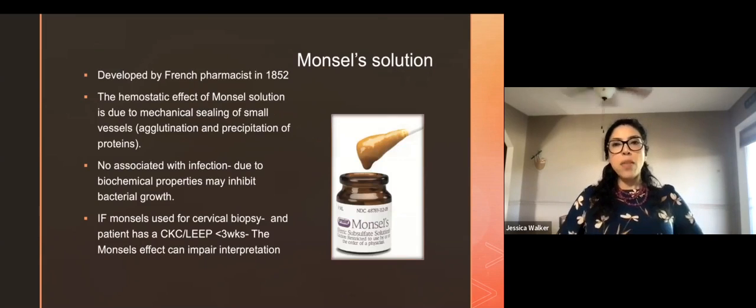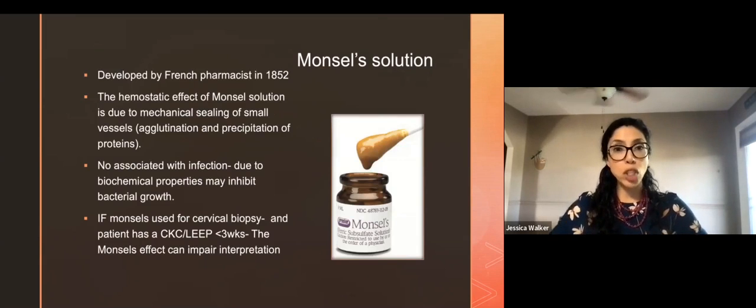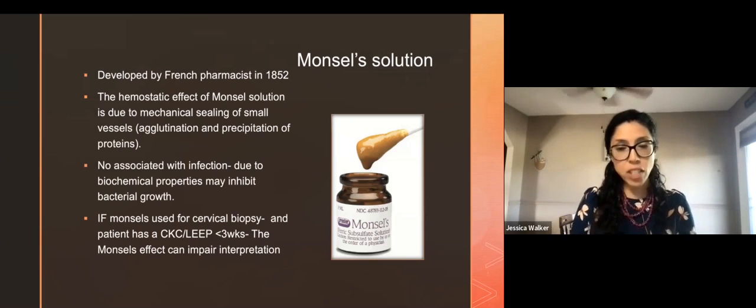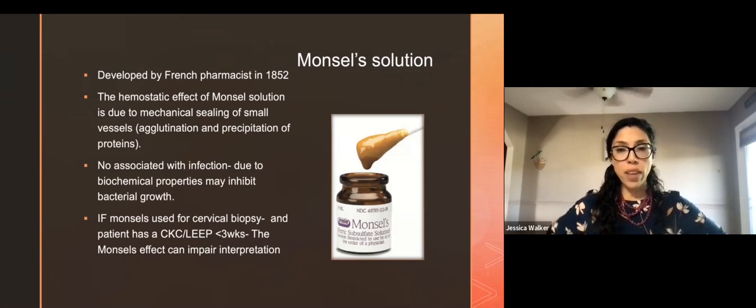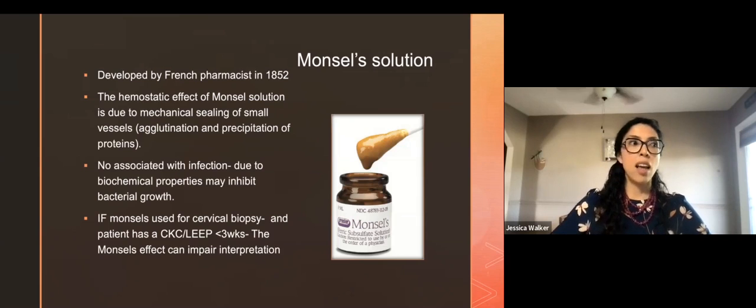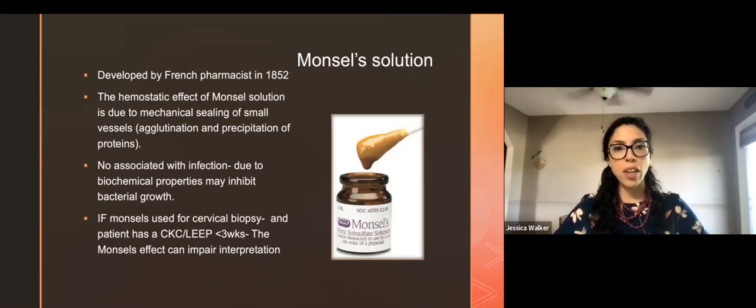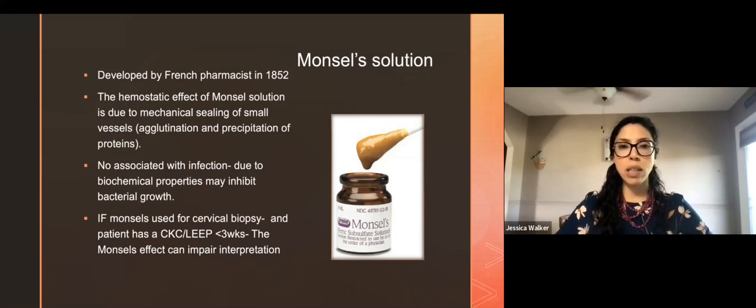A few words on the Monsel's solution: it was developed in 1852. It is believed that the way it works is by sealing the small vessels by agglutinating and precipitating proteins. It is not associated with infection, perhaps because it is so acidic. Also, one thing that I did run into, if Monsel's is used at the time of cervical biopsies, and it happens that you schedule this patient for a cone in less than 3 weeks from that biopsy and you used Monsel's, that could impair the interpretation. Also, if you do a cervical biopsy and for some reason your specimen gets stained with Monsel's, you must let the pathologist know, because it can also impair your specimen.